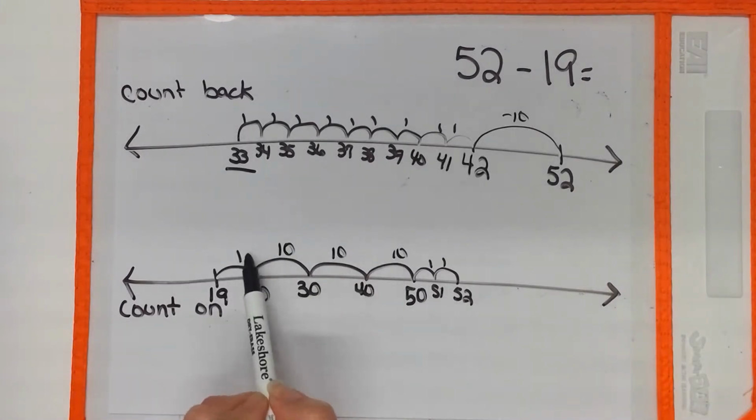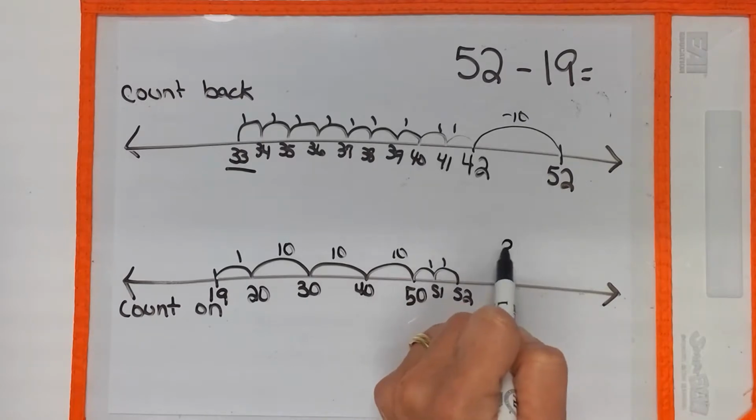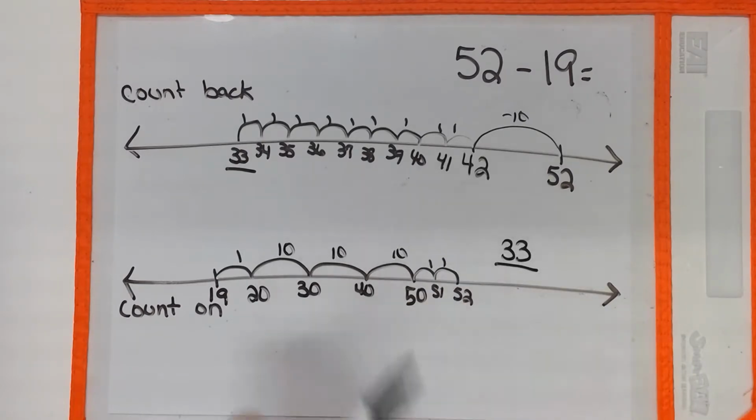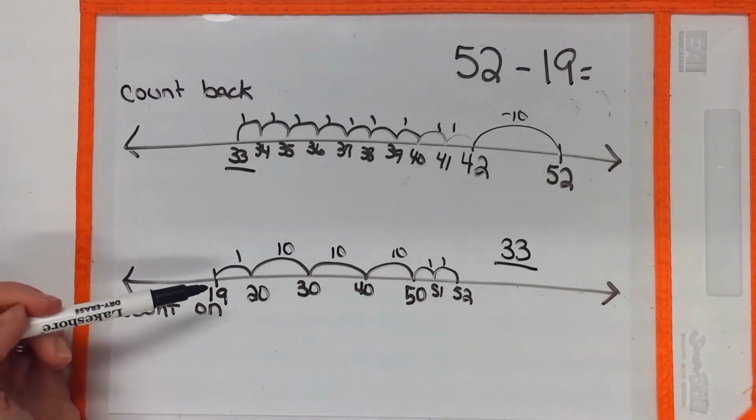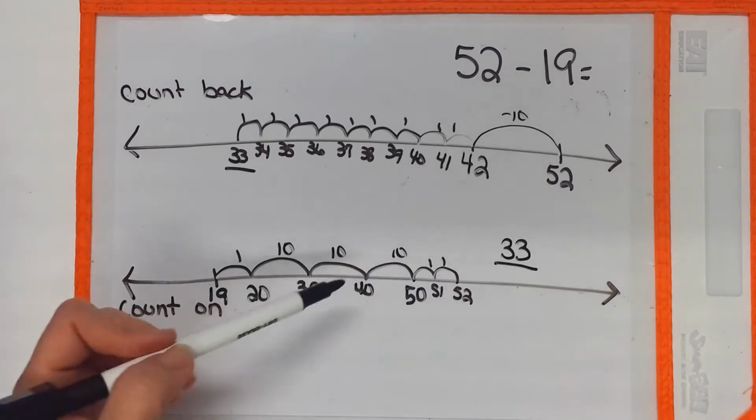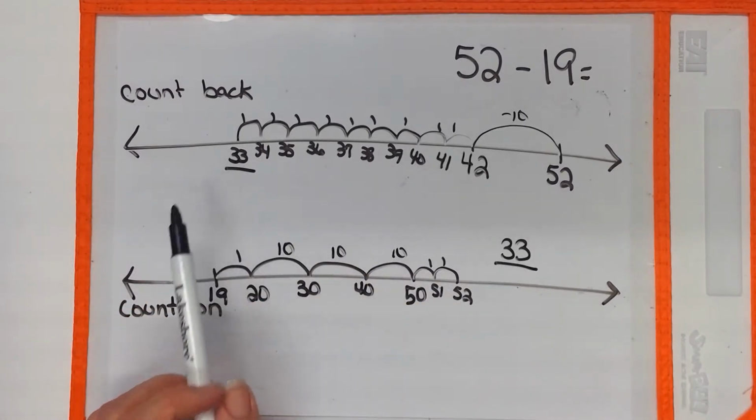10, 20, 30, 31, 32, 33. So I know that my answer is 33. Either method is using a number line, whether the students use counting up or counting backwards.